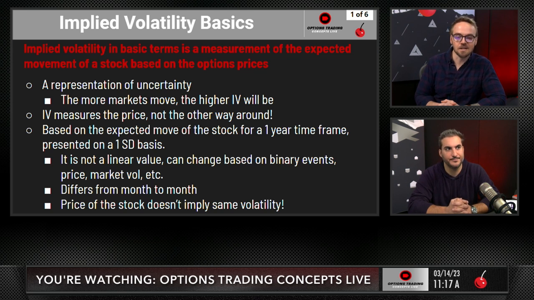Yep. TLT, another low implied volatility product, gold, things like that. Low implied volatility doesn't mean they won't move. It's just that their daily, weekly, monthly movements are projected to be less than something like a Tesla.